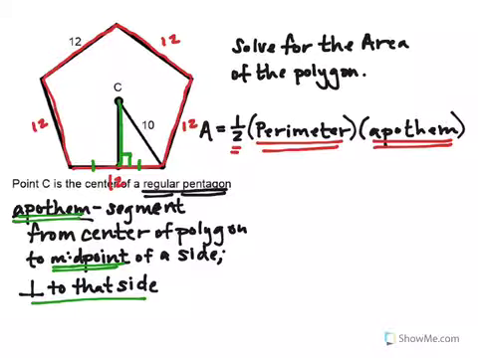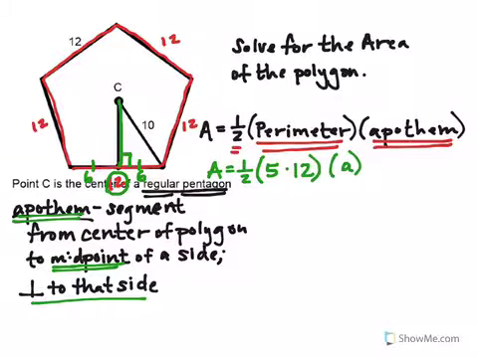Therefore, we know that this segment is congruent with this segment. Well, that's helpful because we know that the length of the whole is 12. Therefore, this segment must be 6, and this segment must be 6. Well, if we look at our formula here, the area is equal to 1/2 of the perimeter. Well, the perimeter is going to be 5 sides of 12. So we can say 5 times 12, or if we added 12 5 times, the apothem, and we are not sure the length of the apothem yet.